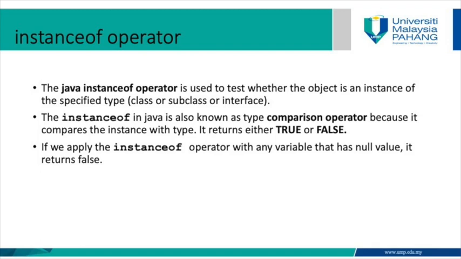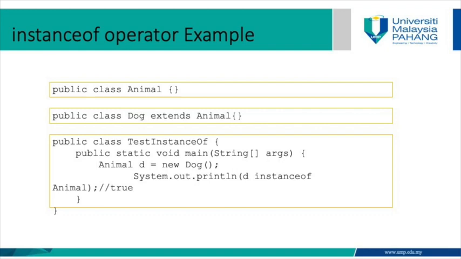Okay, so when we apply the instanceof operator with any variable that doesn't have any value, which is a null value, it will return false. Okay, so now let's see how we can use the instanceof operator in your Java code.